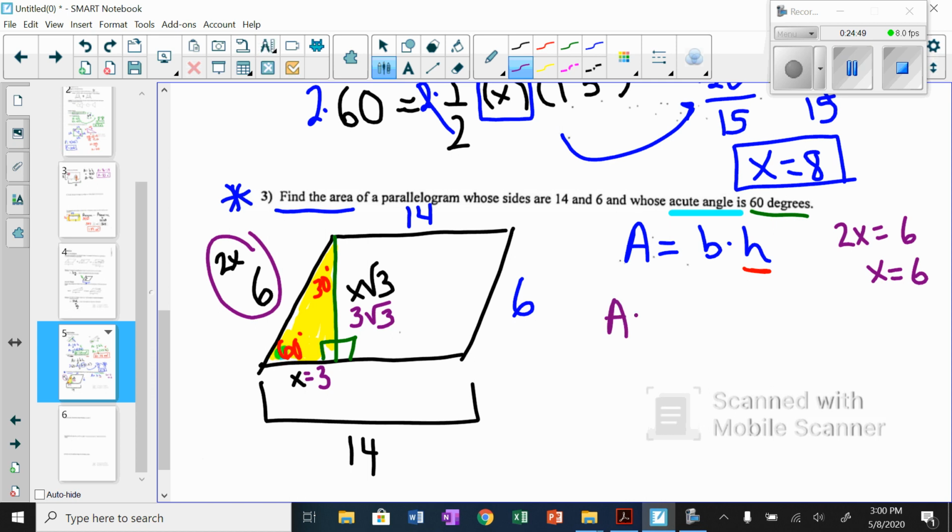So area is going to equal our base. Remember, the base is always the segment the height connects to. So where does the height connect to? The 14. And then my height is 3 root 3. So our area will be 42 root 3 units squared.